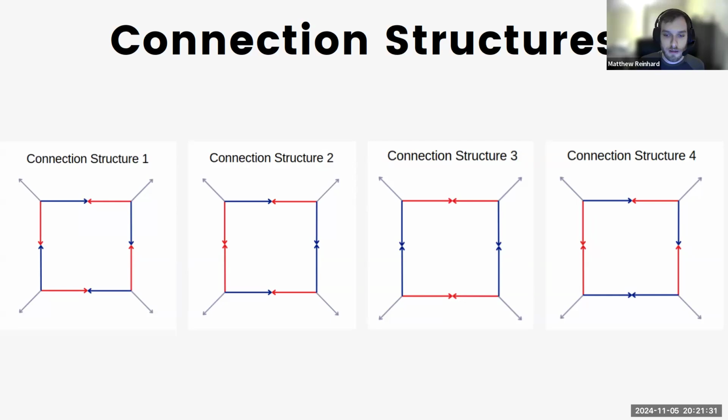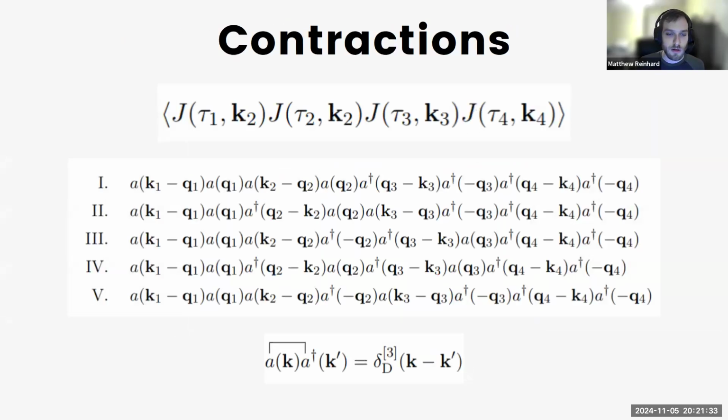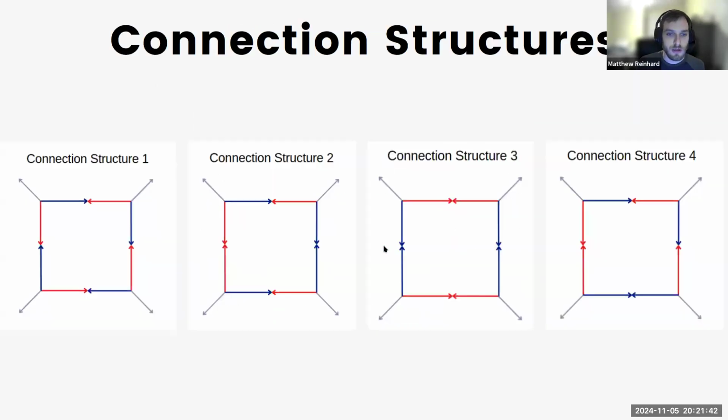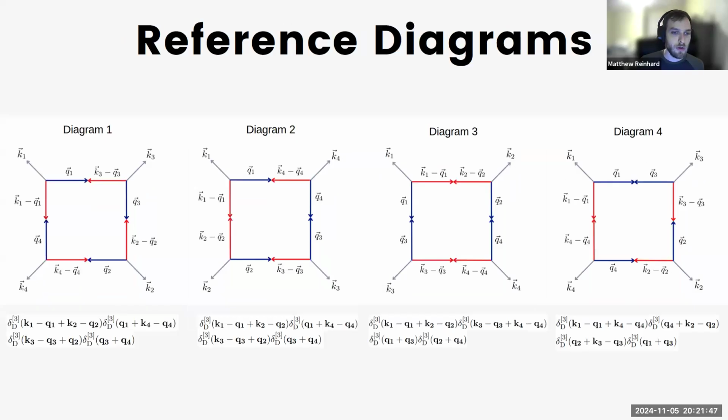There are actually 48 possible diagrams, 48 non-zero contributions to the trispectrum, which correspond to the non-zero ways to contract all these creation annihilation operators. So they all fall into one of these 4 types. So what we do in our work is we arbitrarily pick one diagram to represent each connection structure. We call these reference diagrams, and they're shown here. And each diagram gives a particular set of 4 delta functions.